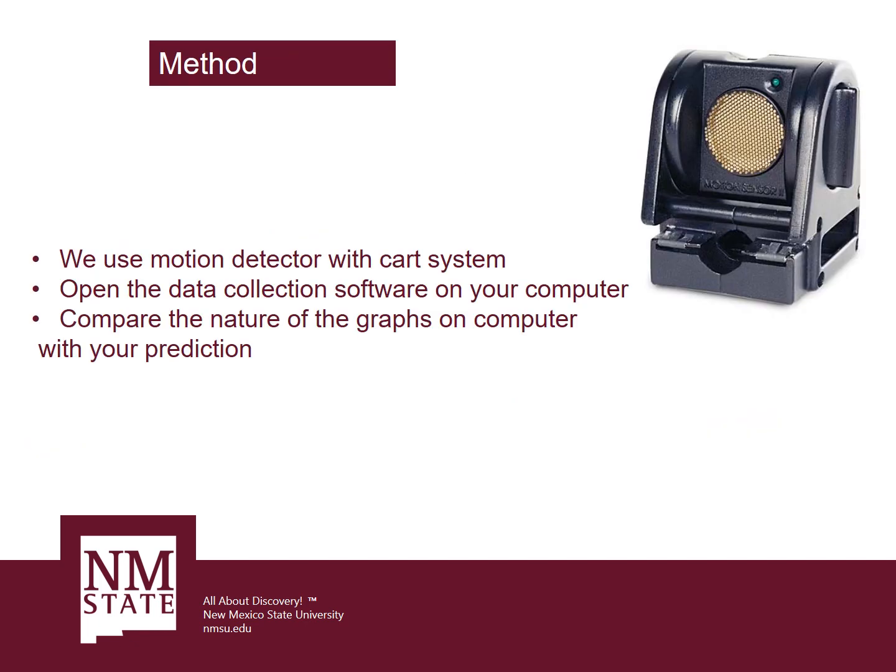Much like last week, we're going to be using the motion detector, but this time we're going to be adding a cart and track. So the rules for using the position sensor are going to be the same. If you hear it clicking, you know it's working. And you're going to observe what you see on the screen and correlate it to what's going on the track.